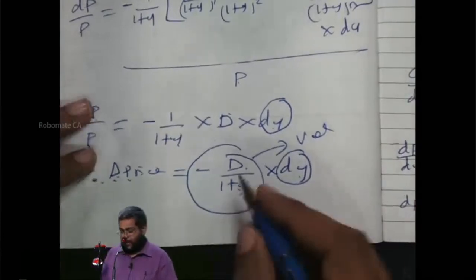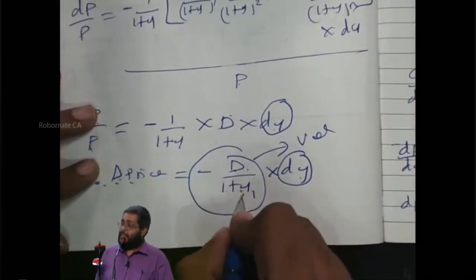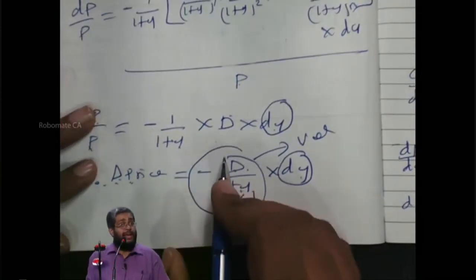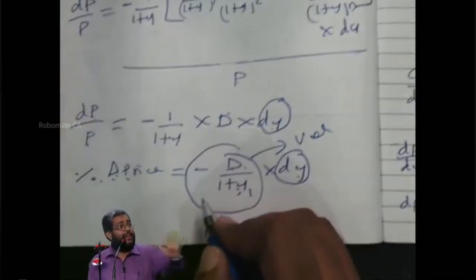For example, duration is 4 years. And YTM is 10%. So what is the volatility? 10 by 1.1, that is 4 by 1.1, gives you the volatility, yes or no?